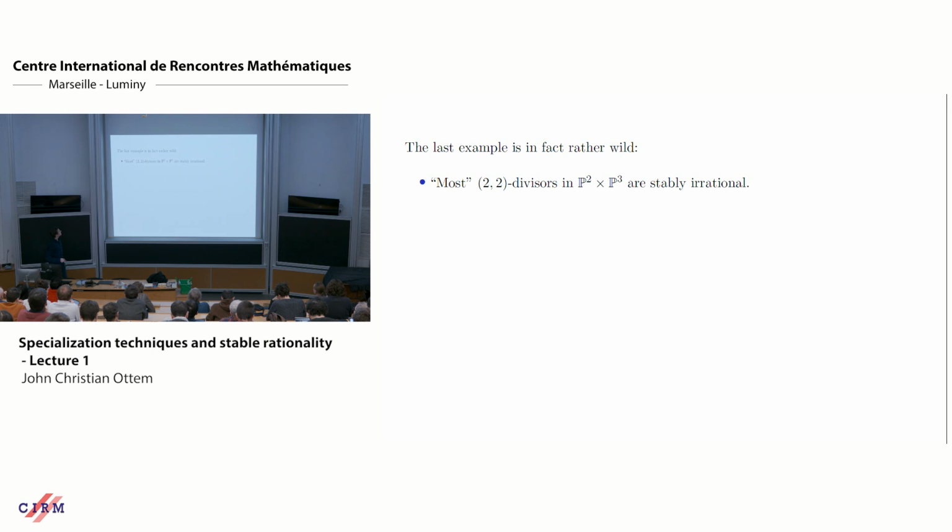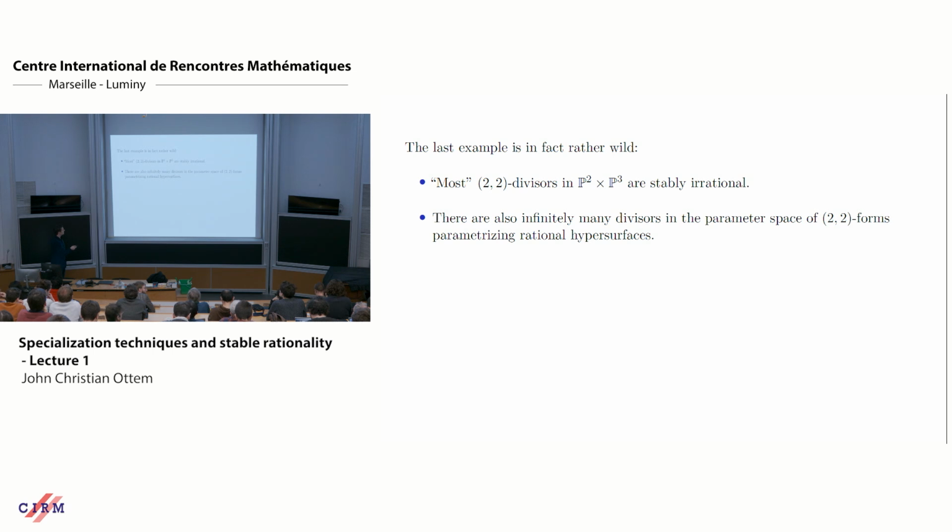Okay, this is just a summary. Most 2-2 divisors are stably irrational. There are also countably many divisors in the parameter space that correspond to rational ones. So you have some big projective space that parameterizes 2-2 divisors, and then you have infinitely many divisors where you do have rational fourfolds like this.